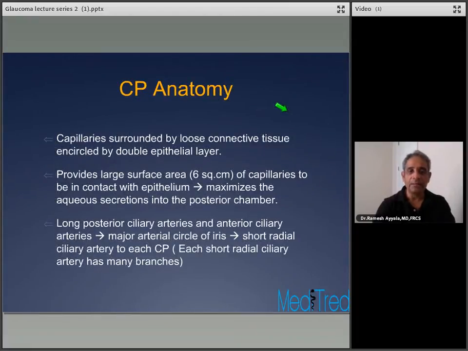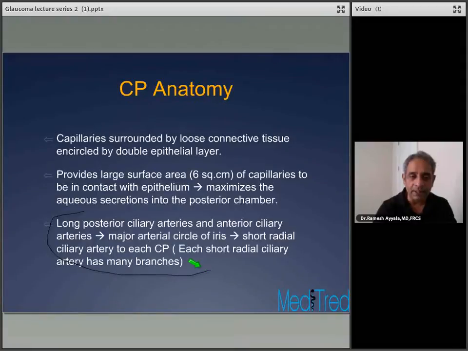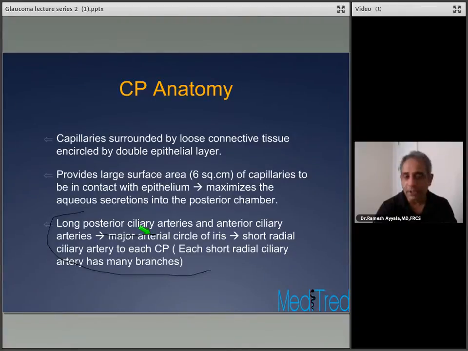Each ciliary process is an interesting anatomy in itself. It is made up of a central capillary system. Where do you get these capillaries from? Like I mentioned previously, the long posterior ciliary arteries and the anterior ciliary arteries come together to contribute to the major arterial circle of the iris. From the major arterial circle of the iris, you get the short radial ciliary artery, which branches off into multiple capillaries, and these capillaries form the ciliary process.